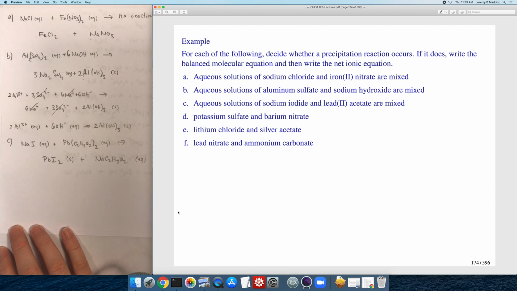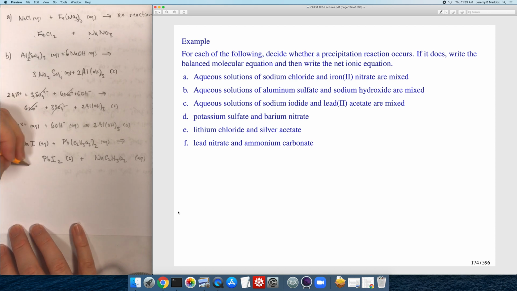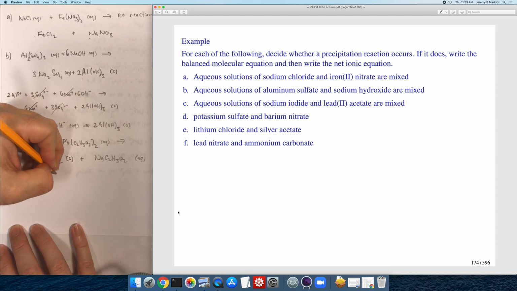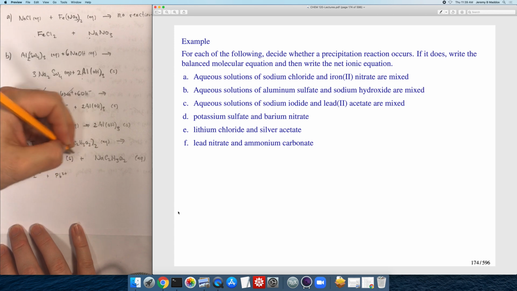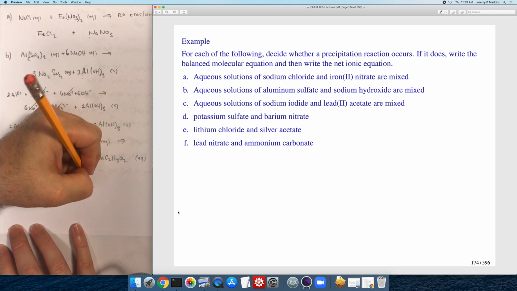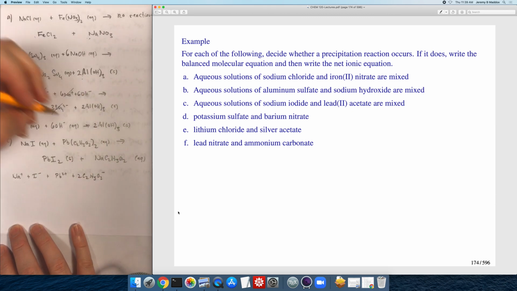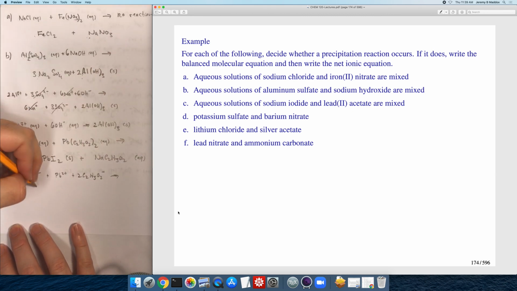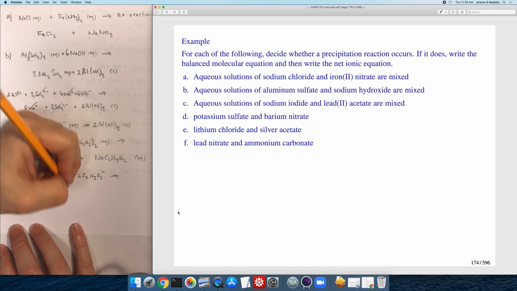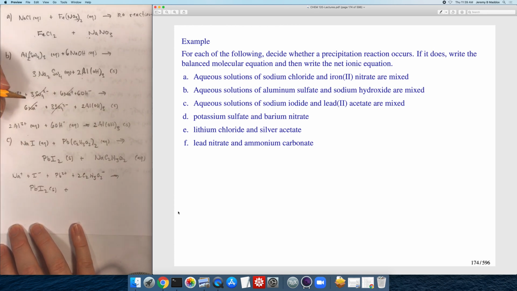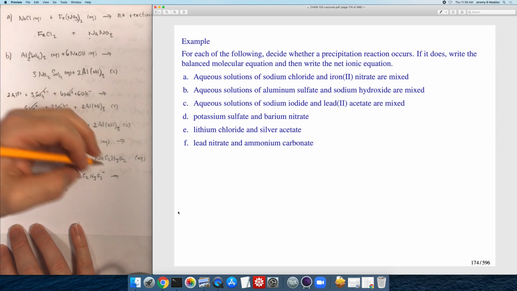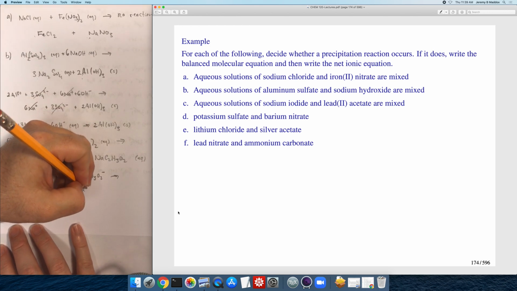Now we're ready to derive the net ionic equation. So we'll break up our strong electrolytes. Sodium plus, iodide, lead 2 plus, we've got 2 acetates. On the product side, we have our precipitate, which we do not break up, and then we're going to have the sodium broken up.